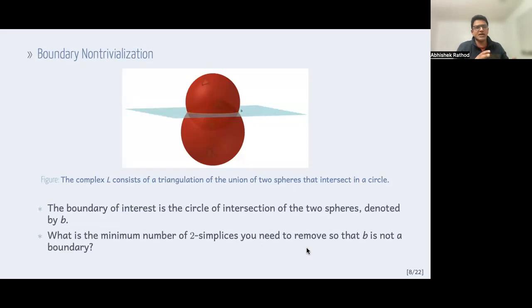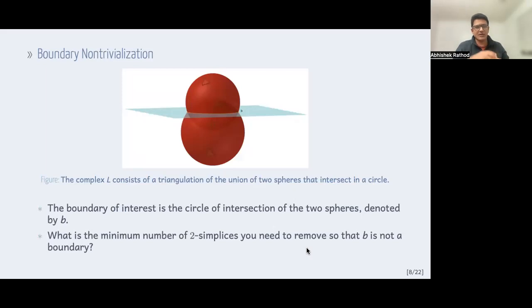So let's try to understand what this means through an example. In the example shown here on the slide, we have a complex L, which consists of a triangulation of a union of two spheres that intersect in a circle. The circle of intersection is denoted by B, which you probably cannot see because the font is too small. And the question is, what is the minimum number of two-simplices you need to remove so that B is not a bounding cycle anymore?